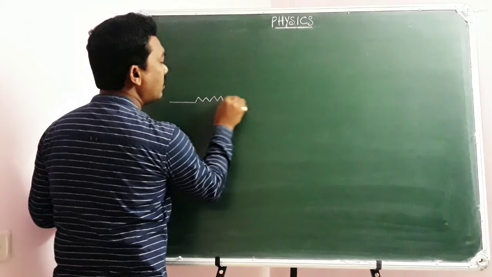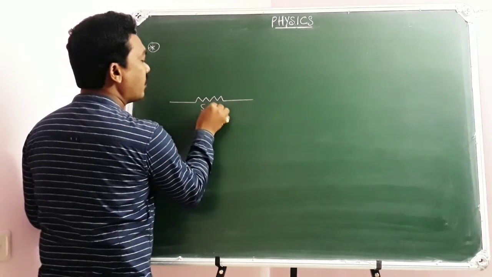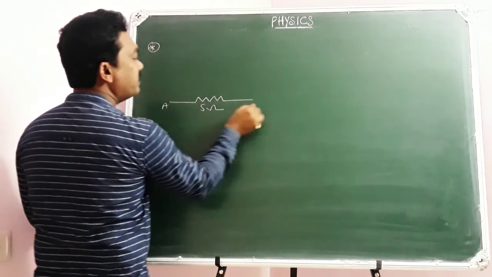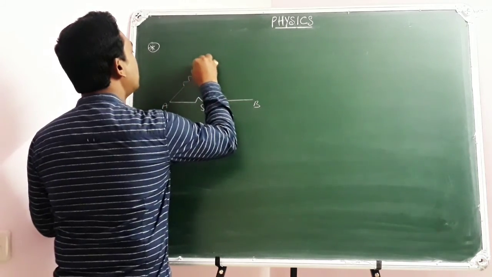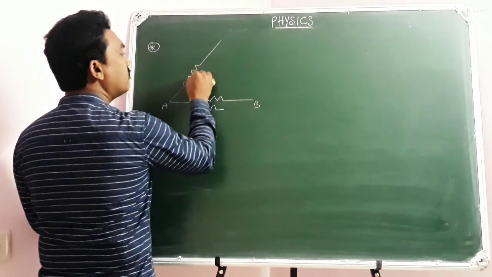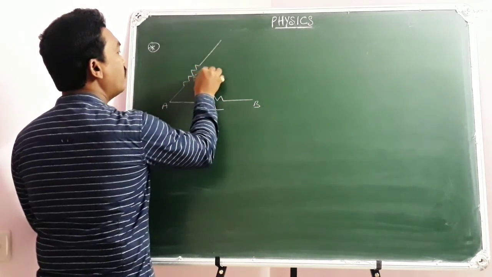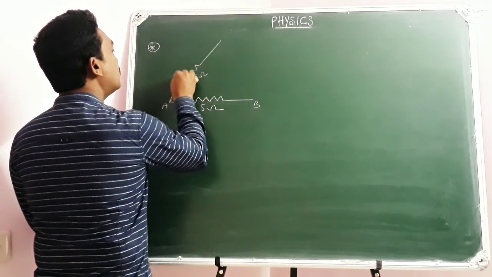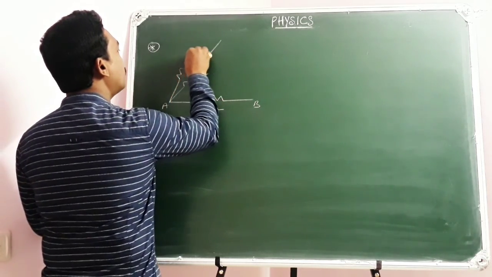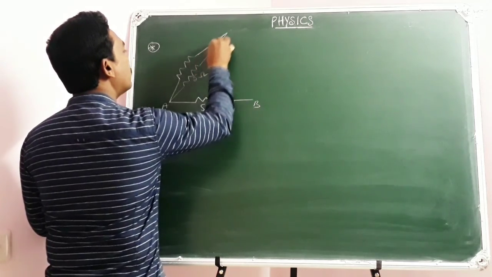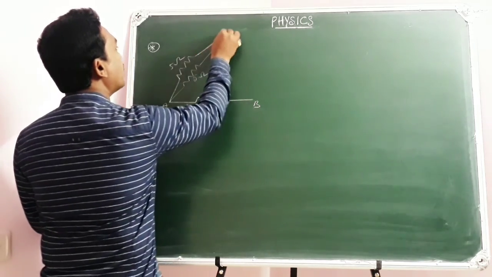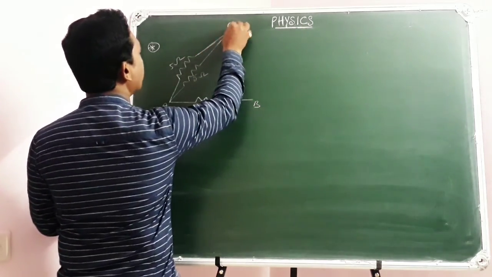Hope you are all looking at the board. Here there is a resistor of 5 ohm connected in between AB. But here there is another resistor whose resistance is 5 ohm. And here there is another resistor whose resistance is also 5 ohm. They are connected in between AC.